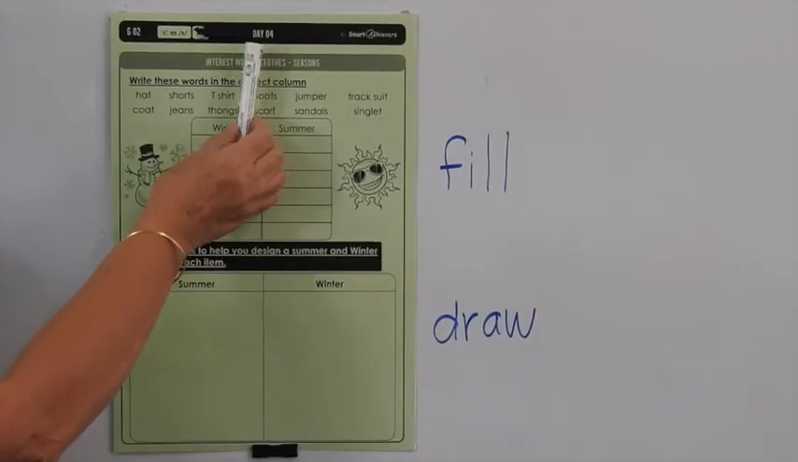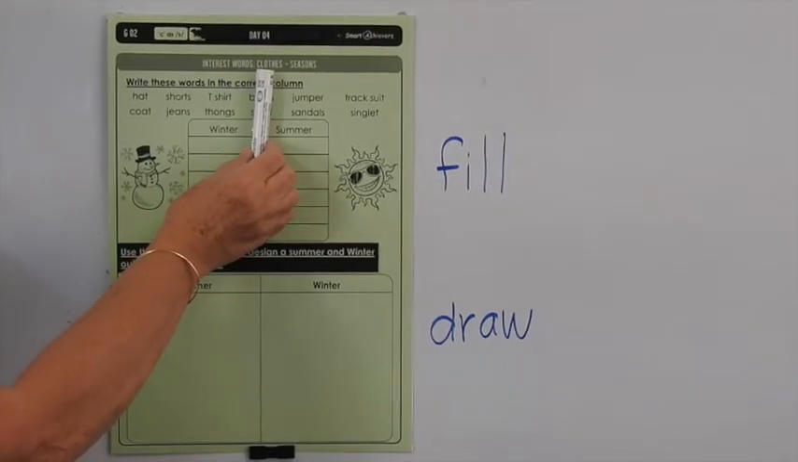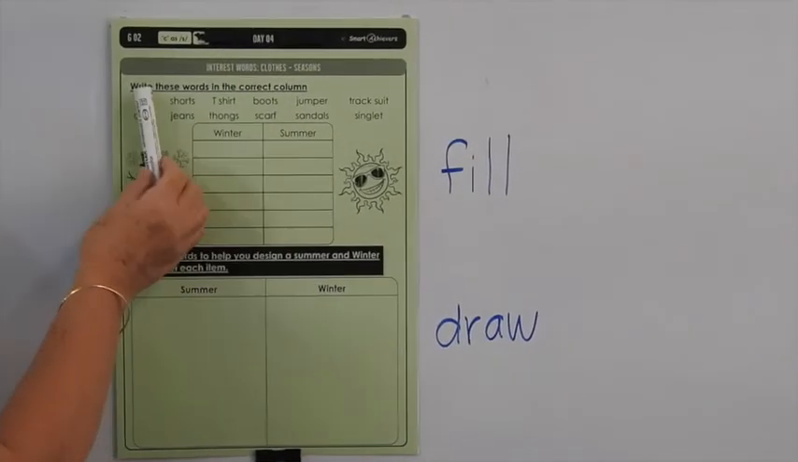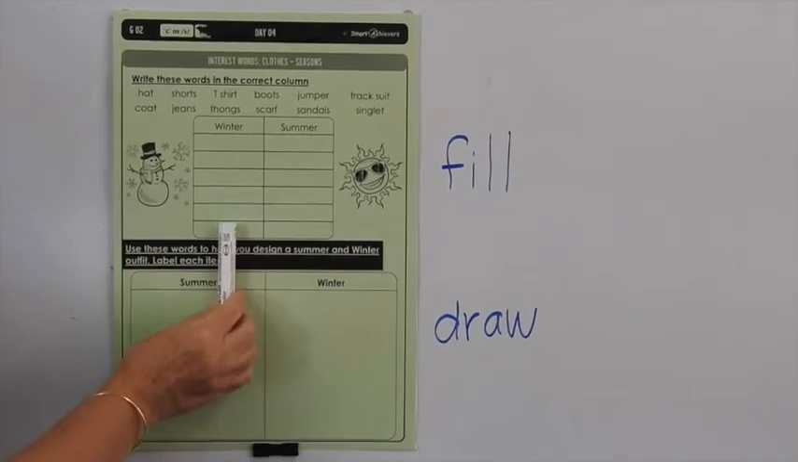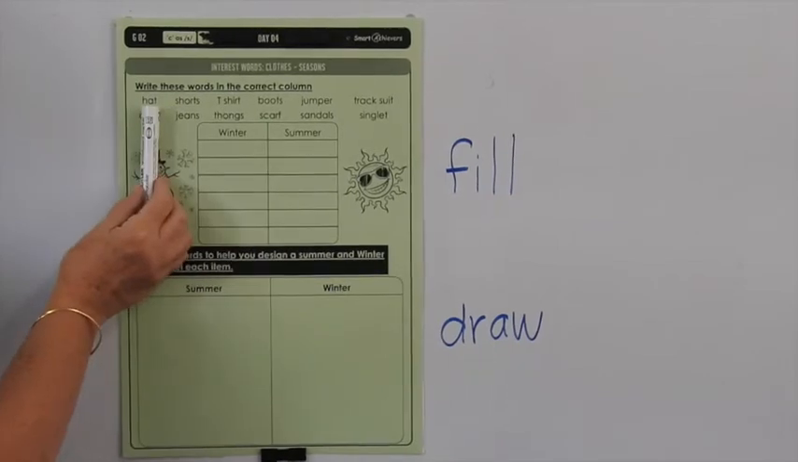G2, day 2, we're looking at interest words to do with clothes and the seasons. So you have to write these words in the correct column. You've got some winter clothes and some summer clothes. So let's read the words.